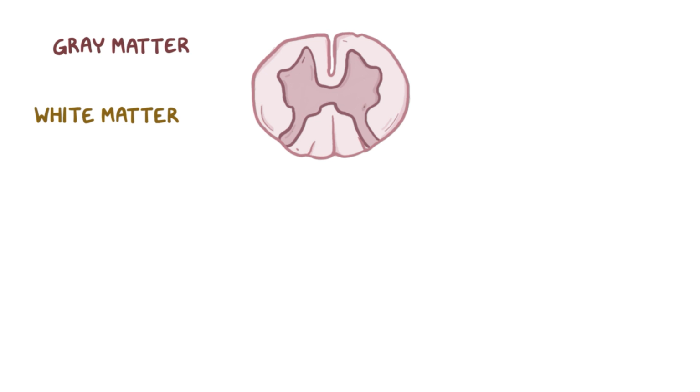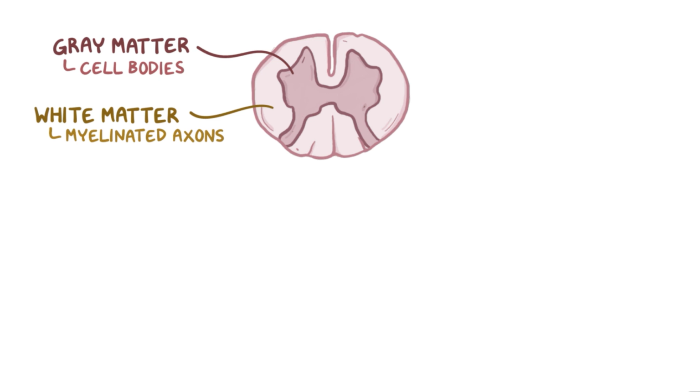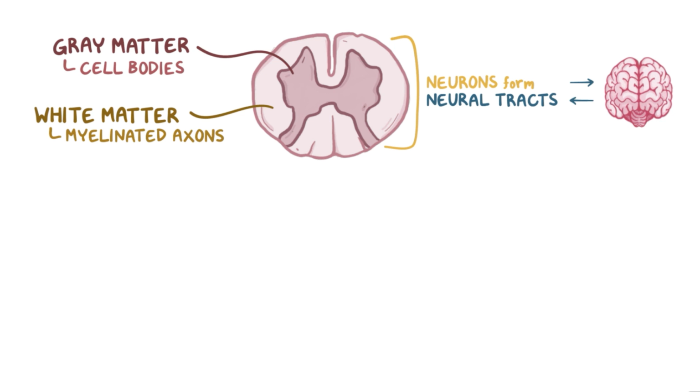Now, the spinal cord is composed of both gray and white matter. Gray matter consists of cell bodies. It's in the middle of the spinal cord and is shaped kind of like a butterfly. Surrounding the gray matter is white matter, which consists of the myelinated axons of various neurons. The neurons in the spinal cord form different neural tracts that carry information to and from the brain. There are three main tracts to remember.